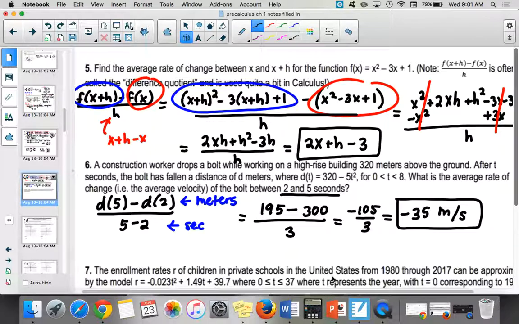Okay, so that was the average velocity. In other words, it was the average rate of change of the distance. A rate of change of distance is velocity.